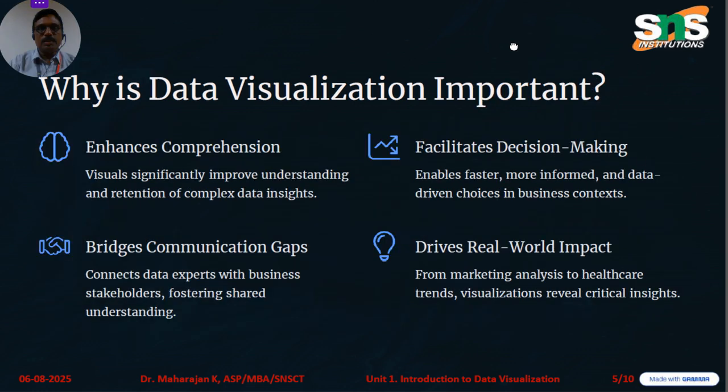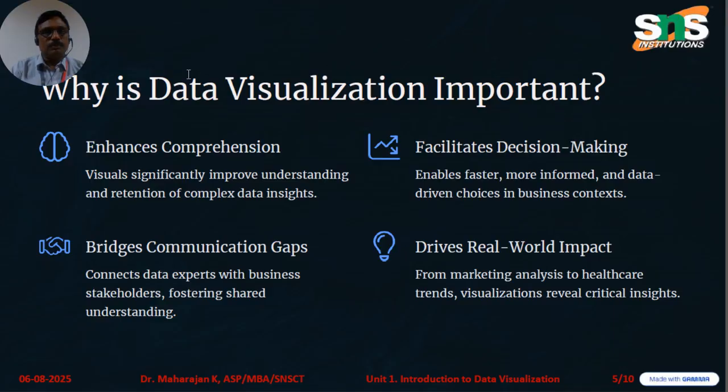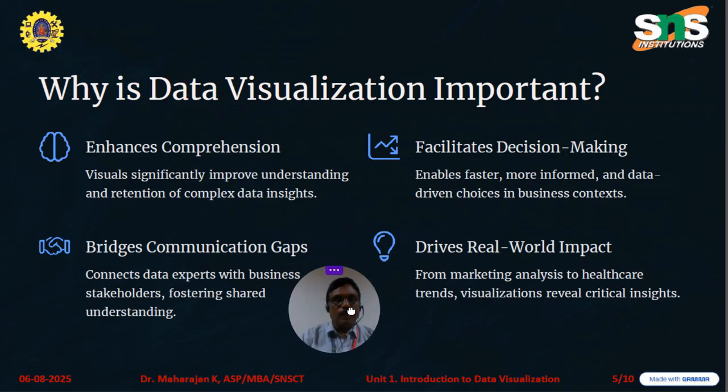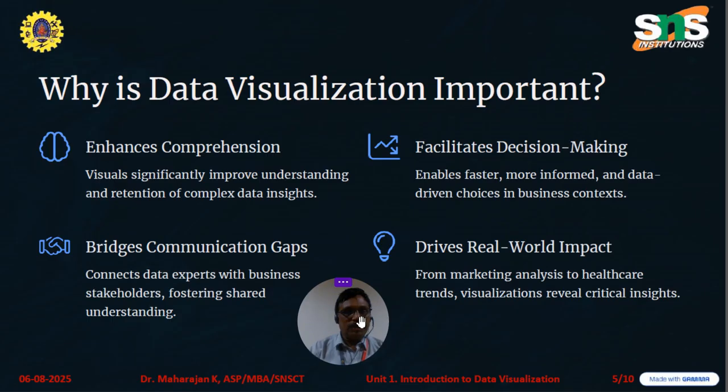Now, why is data visualization important? That's very, very important. It enhances comprehension, and more importantly, it bridges the communication gaps. There's always a communication gap between the analysts and the business people. So that can be bridged by way of visualizing data and storytelling.